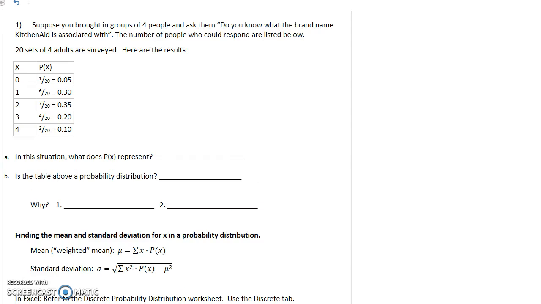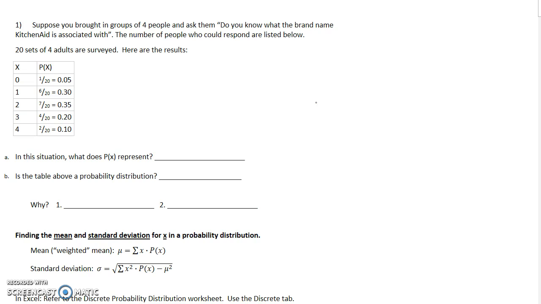Okay, so now we're going to look at some examples of discrete probability distributions and start to work with these. Suppose you brought in 4 groups and asked them, do you know what the brand name KitchenAid is associated with? The number of people who could respond are listed below. 20 sets of 4 adults are surveyed. So I want to break this down a little bit.